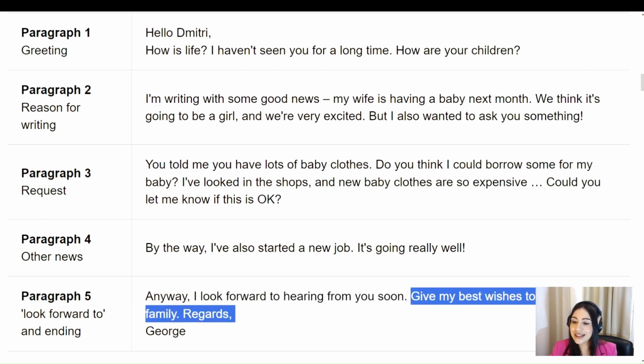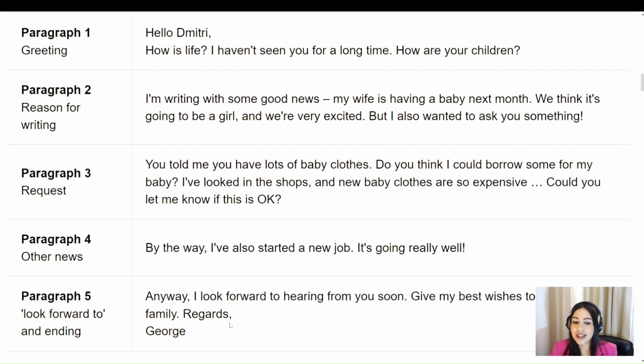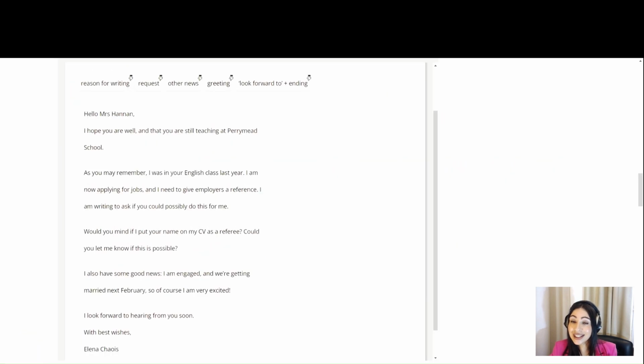This is called the ending of an email. Give my best wishes to your wife and family. And finally, regards, which is semi-formal. In this email example now, we'll look at a semi-formal style of email. Can you tell why it's semi-formal? What components of this email make it a semi-formal structure rather than an informal or formal one?